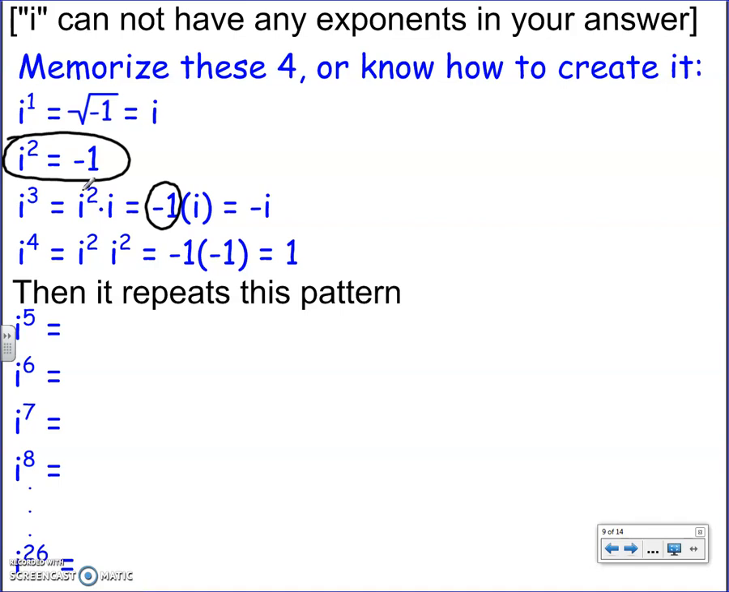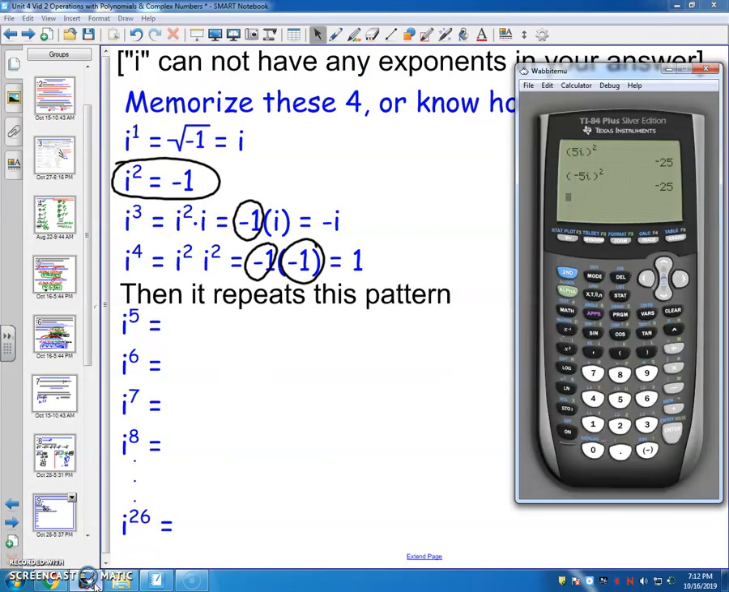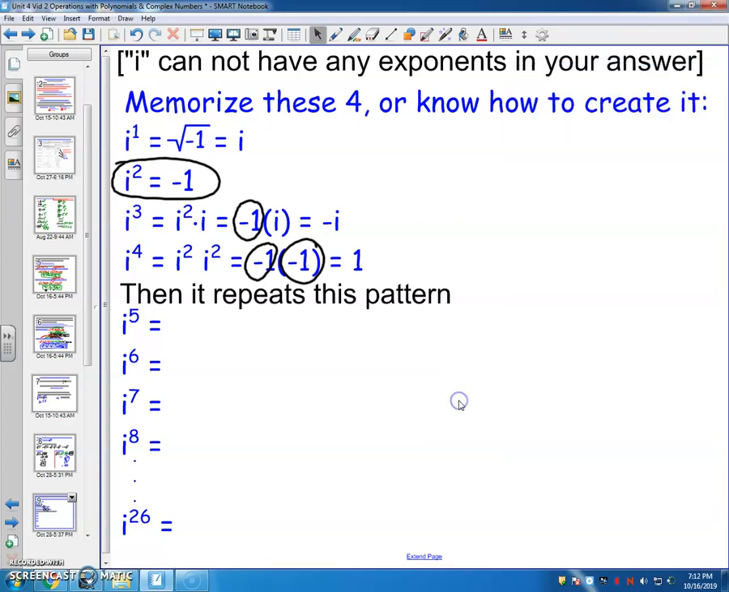And i to the fourth, we can change that to i squared times i squared, because 2 plus 2 is 4. We change each i squared into negative 1 times negative 1, it gives you positive 1. In case you don't know that, if you get a calculator, you can do second i to the fourth power, and it'll tell you that's positive 1. And it'll tell you i squared is negative 1. And it repeats this pattern.